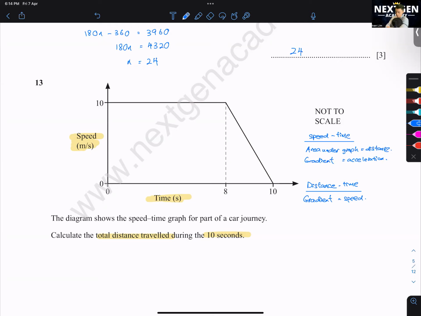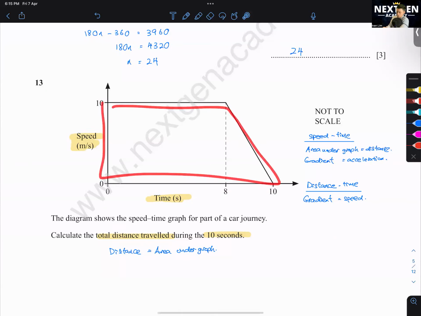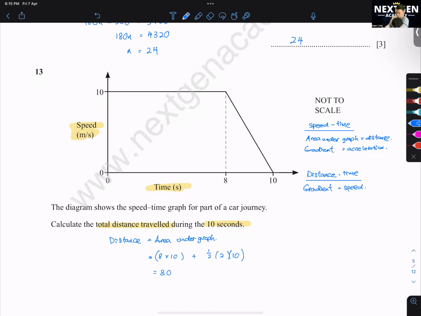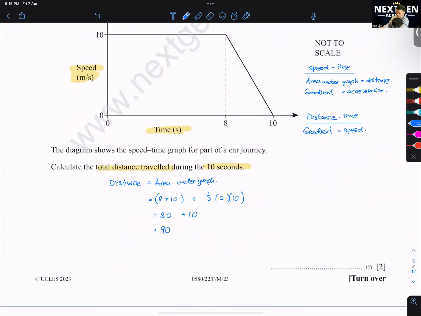So we know what we want to calculate. Distance over here, we want to count, so we need to find the area under graph. You can use trapezium, or split it up into area A and area B. So here will be 8 times 10 plus half times base times height. If I use area of trapezium also can, same thing. 80 plus 10, this will be 90.